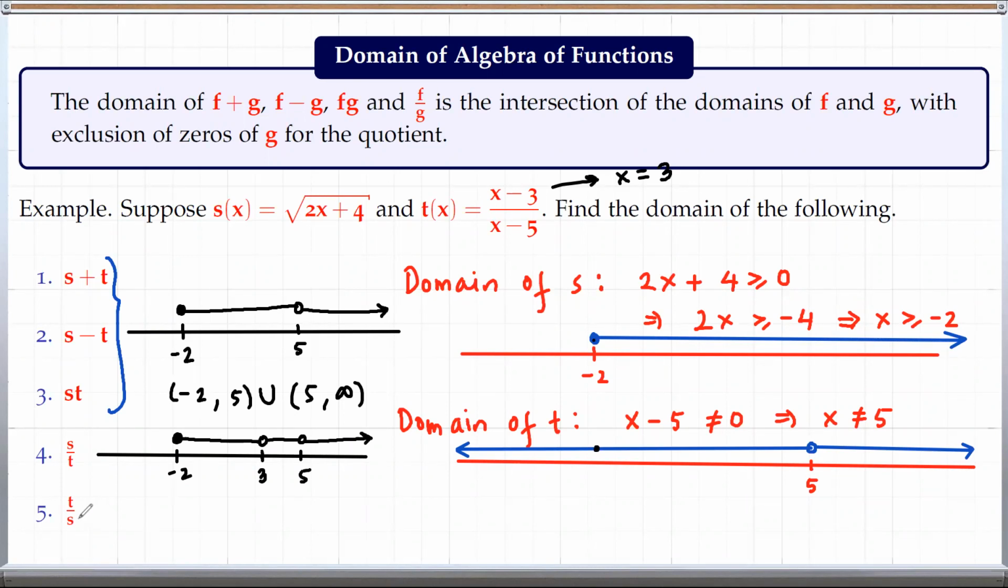Now the last one. For this one, we need to make sure s is not 0. So for that, we again look at for what value of x is s 0. So this is 0 when x is -2. So we need to remove -2 from the domain. So that means if -2 is here, then we need to have a hole over here. And we already have a hole at 5. So this will be the domain for t over s.